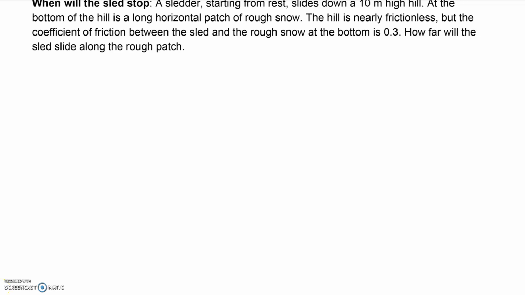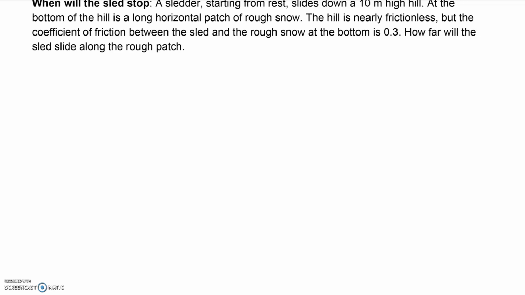Hi everyone, so let's suppose we had a problem that looks like this. So when will the sled stop? A sledder starts from rest, slides down a 10-meter high hill. At the bottom of the hill is a long horizontal patch of rough snow. The hill is nearly frictionless, but the coefficient of friction between the sled and the rough snow at the bottom is 0.3. How far will the sled slide along the rough patch?